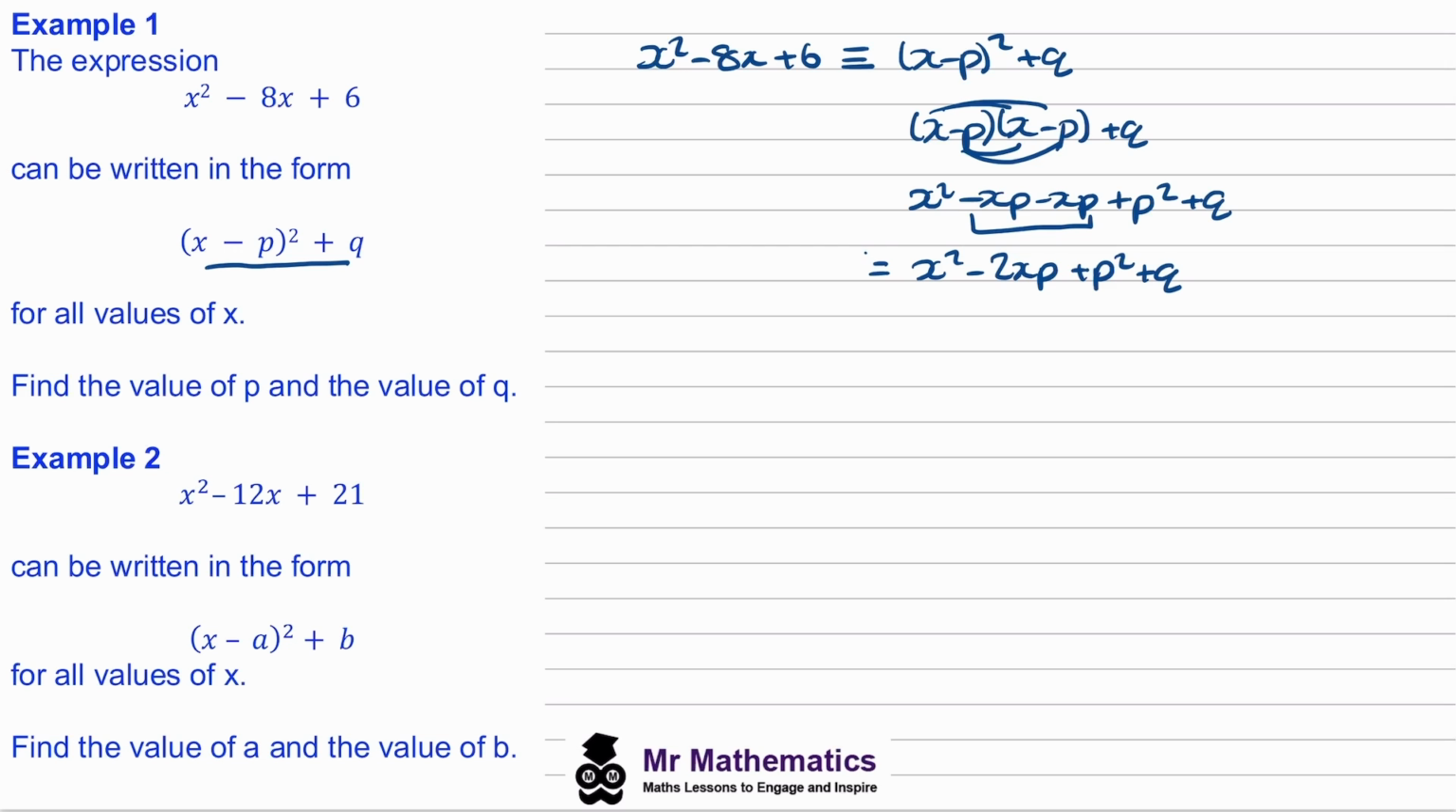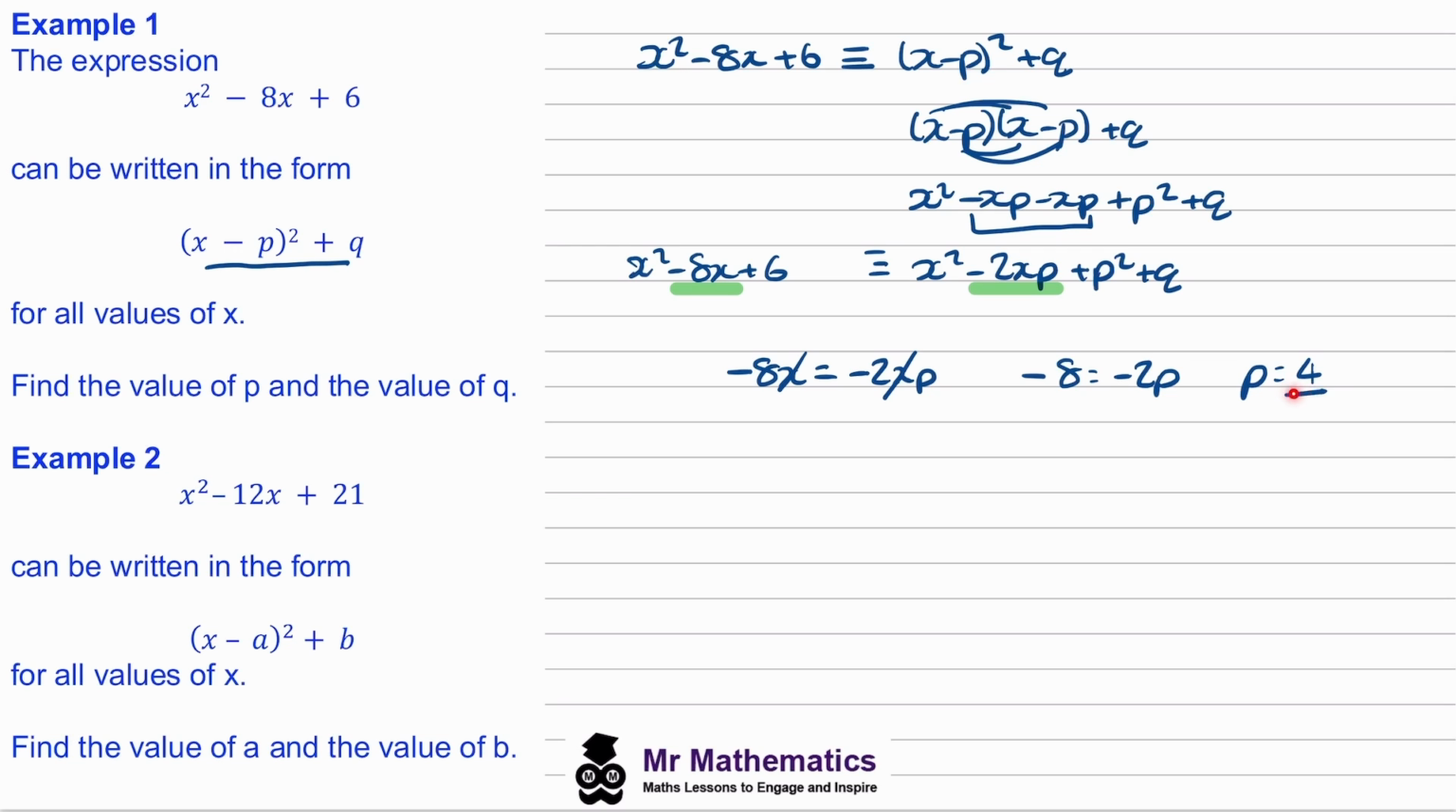And we know this is identical to the left-hand side. I want to focus on this negative 2xp term. What term do you think this would equal on the left-hand side? This negative 2xp term would match up with the x term on the left-hand side. So negative 8x would be equal to the negative 2xp term. And we can divide both sides by x. So negative 8 must equal negative 2p. So p must equal positive 4.